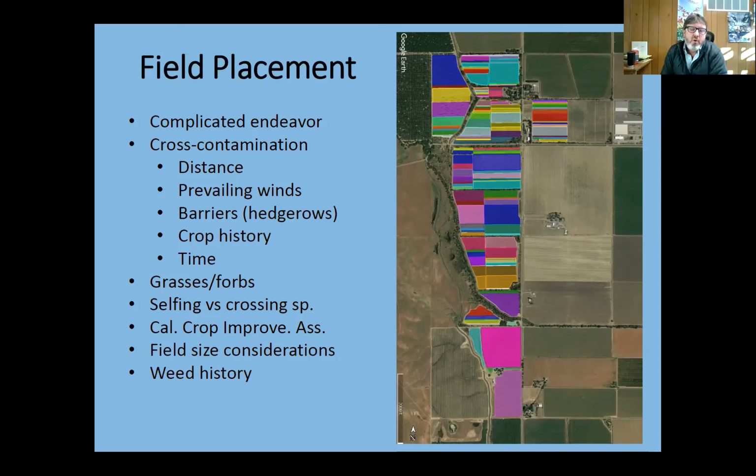There's also some data that we follow and some papers. The California Crop Improvement Association also has some information on distances that we follow as part of that as well. But we look at other things as well. We look at prevailing winds.